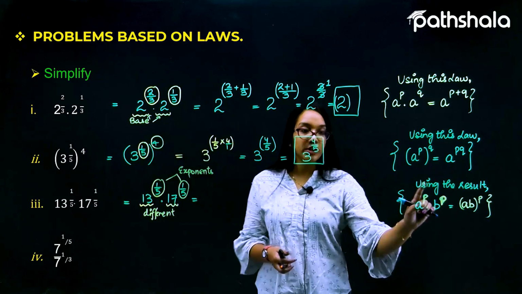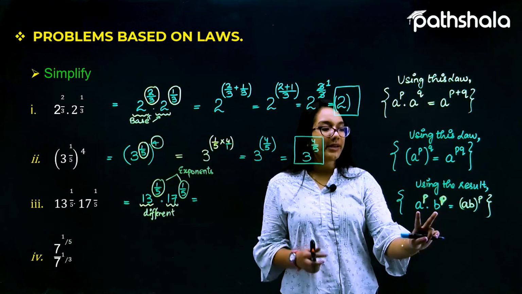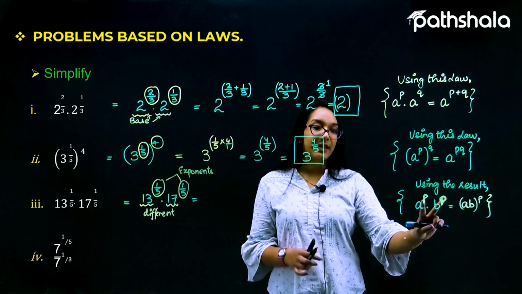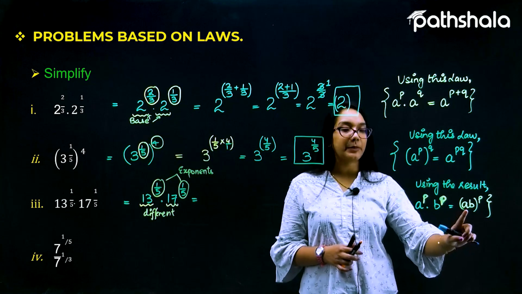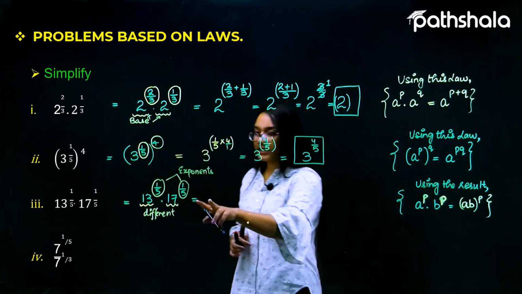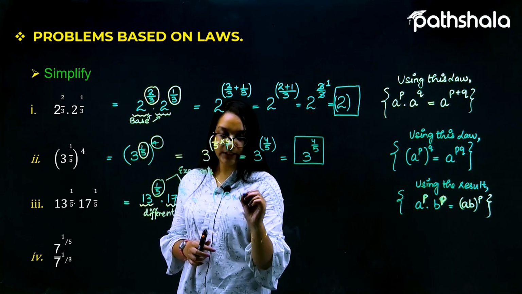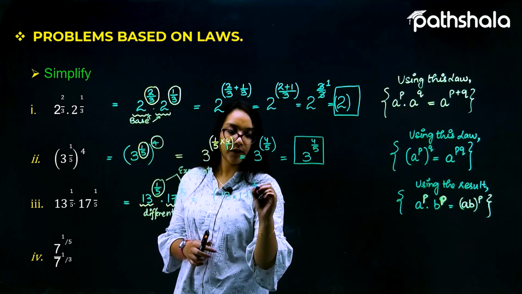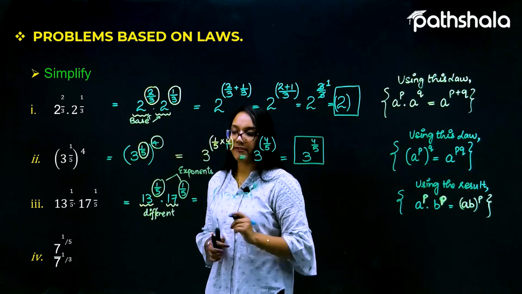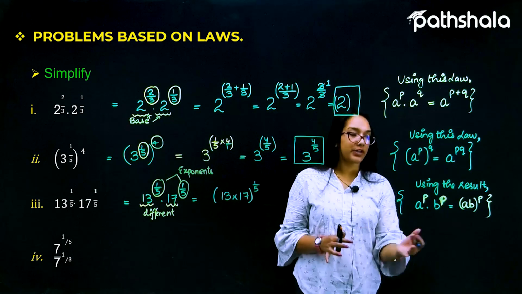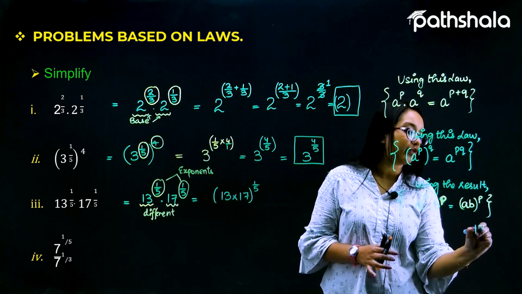Always remember using this result: whenever both of the bases are different but the exponents are the same, then we can write it as ab multiplication whole raised to the power p. So this can be written as 13 into 17 whole raised to the power 1 by 5. Now we can multiply 13 into 17.